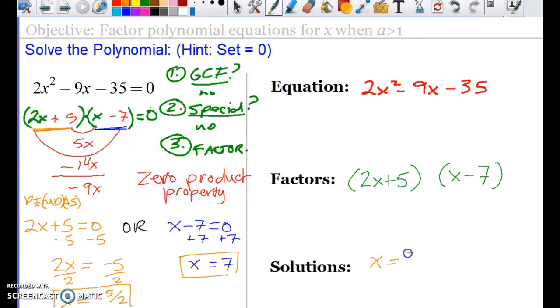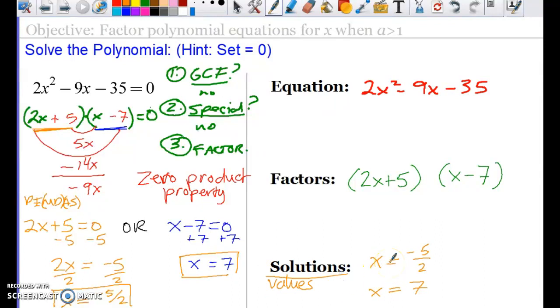You can see the difference between what our factors were and what our solutions were. Right? The factors are what we set equal to 0 to get our solutions. Solutions, again, are the values of x that make the equation true. So solutions should be values, or x equals.